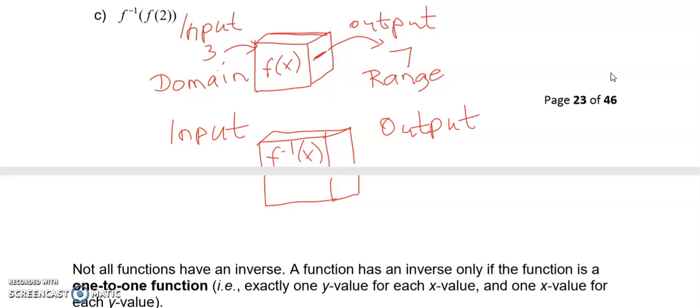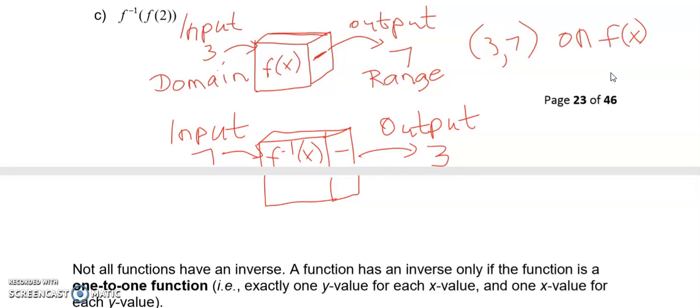But remember, if I put in a 7 this time, remember it undoes what the original function does. So if I put in a 7, then it will spit back a 3 because it undoes what the original function does. Now, there's a few important things I want to point out here. Notice that in our original function, we put in an x value of 3 and we got back a y value of 7. Well, that means the point 3 comma 7 would be on the graph of f of x. If you drew the graph of f of x, 3 and 7 is there.